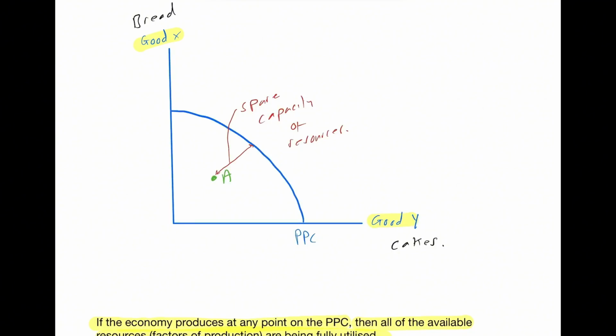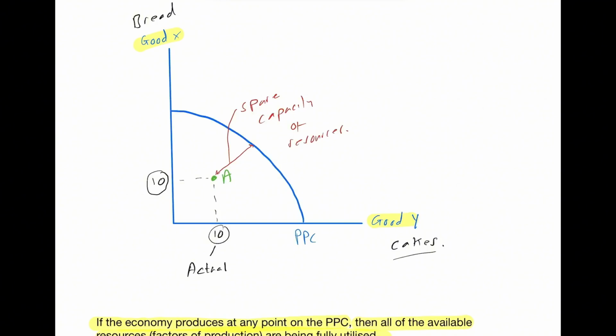Also to note at this stage, at point A, if we just draw some lines here, this is showing us the actual output produced within the economy. This is showing us the actual output, okay? The output, the amount of bread and cakes that are actually being produced. So at point A, we can see 10 units of bread and 10 units of cakes are being produced, okay?